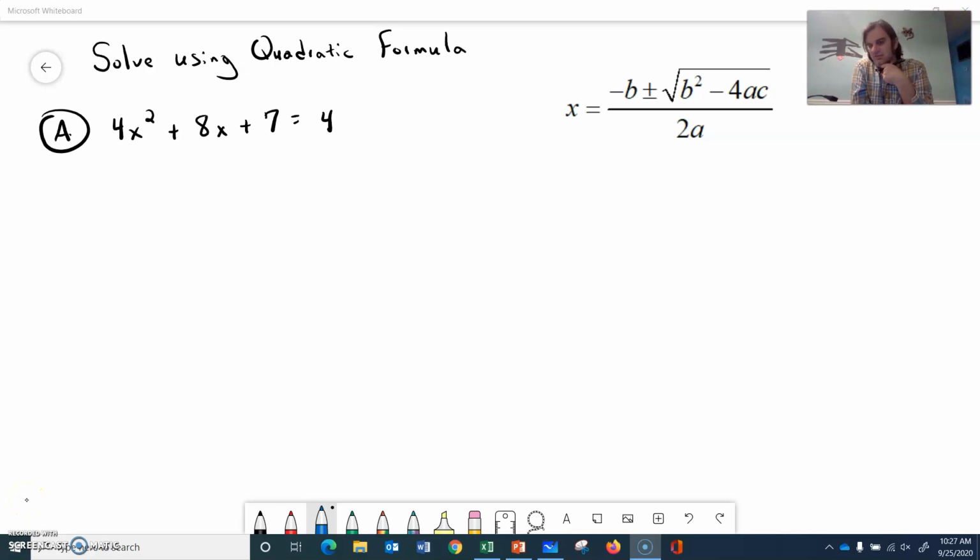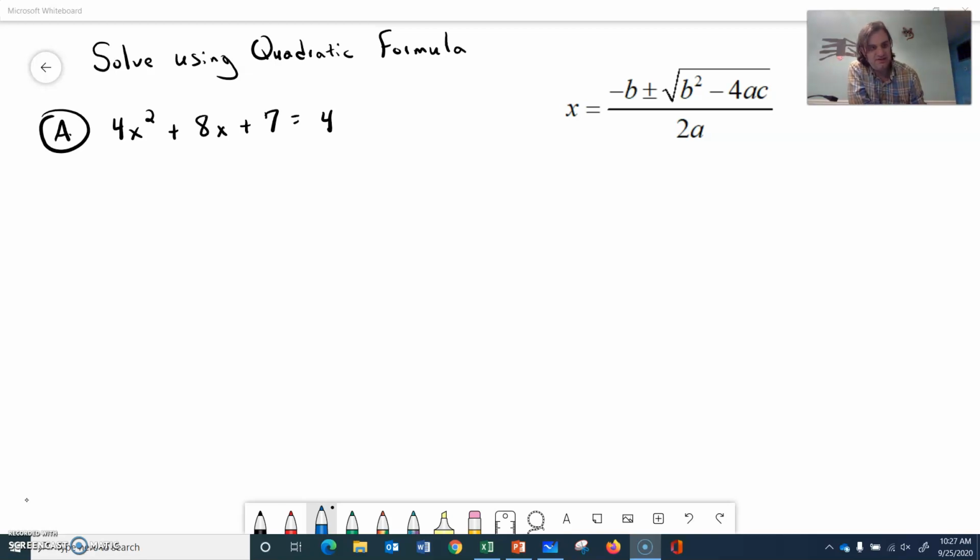Hey, it's Mr. Allred. We're going to solve some quadratic equations using the quadratic formula. I have the quadratic formula over to the right here. The first one we're going to solve is 4x squared plus 8x plus 7 equals 4.